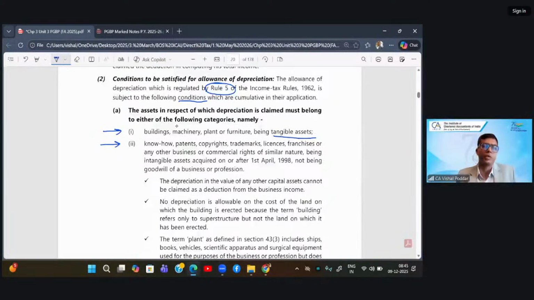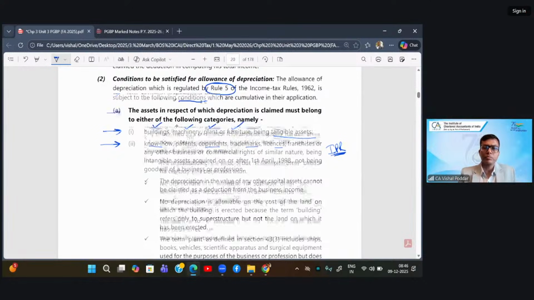So in tangible, you have building, machinery, plant, furniture. Please mark, land is not there because we have studied in accounts also that depreciation on land is not allowed, because land is not a destructible asset. So same principle is followed here. You don't have land in the depreciation category. And in intangible, you have all types of rights like know-how, patent, copyright, trademark. So we call them IPR, intellectual property rights.